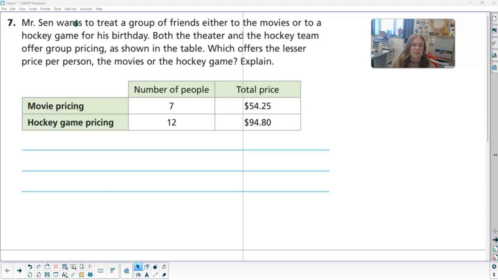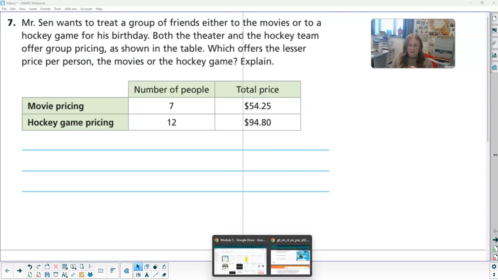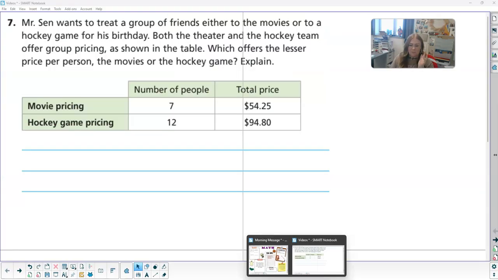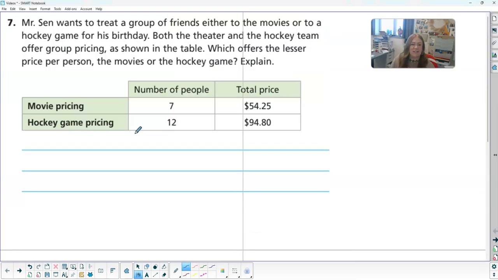So Mr. Sen wants to treat a group of friends either to the movies or a hockey game for his birthday. Both the theater and the hockey team offer group pricing as shown in this table below. Which offers the lesser price per person, the movies or the hockey game? So it wants to know which one is a better deal. So I'm going to start with a unit rate first.